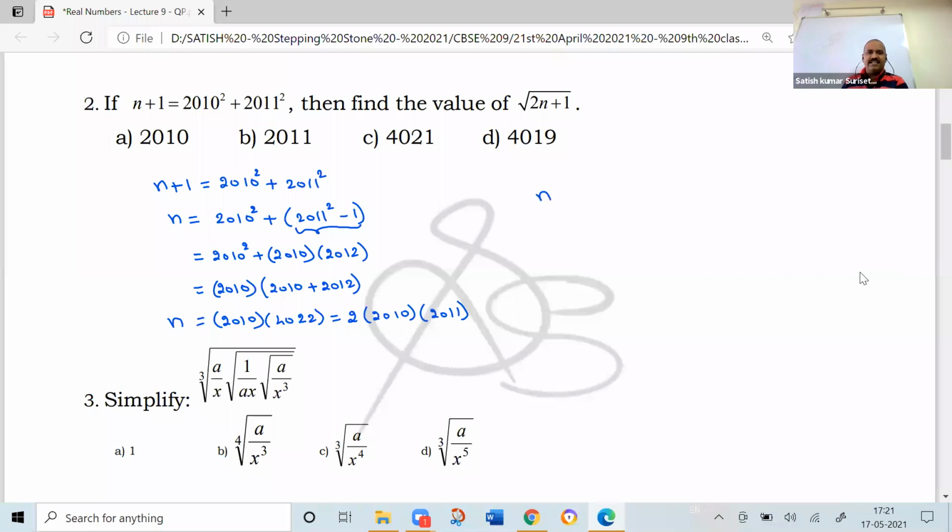Now add n and n plus 1. So n plus n plus 1. So n is 2 into 2010 into 2011 plus n plus 1, 2010 square plus 2011 square. Is there any observation in this now? Left side is 2n plus 1. Now right side, tell me any observation. Can you recognize any formula?